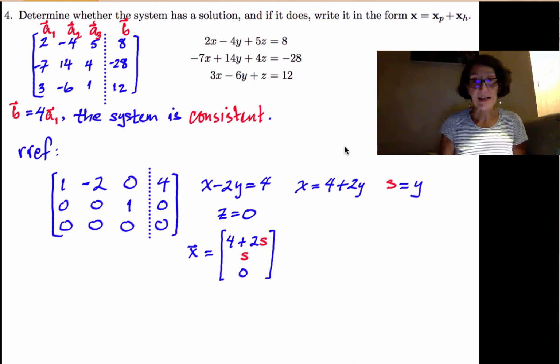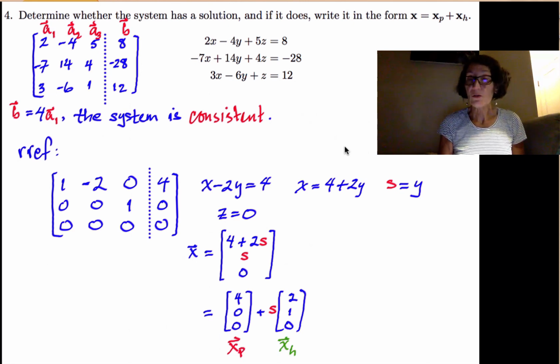Now we can see that there's a constant vector plus a scalar multiple of another vector. The constant vector is 4, 0, 0, and then we're adding s times 2, 1, 0. The constant vector, 4, 0, 0, is a solution to the system of equations, and 2, 1, 0 is a solution to the homogeneous system.